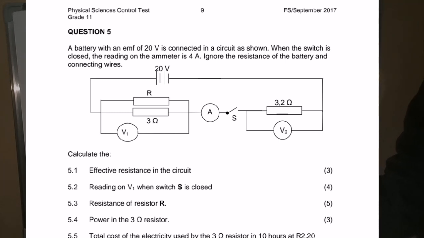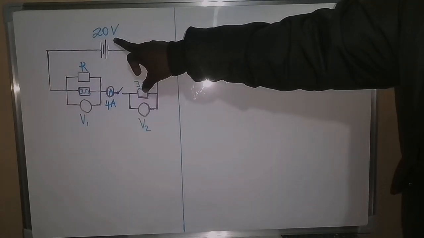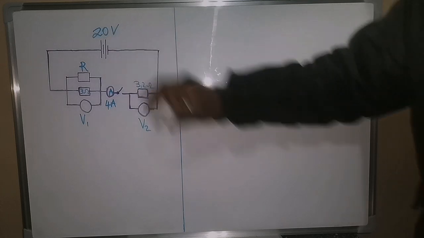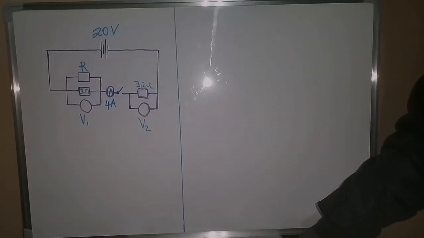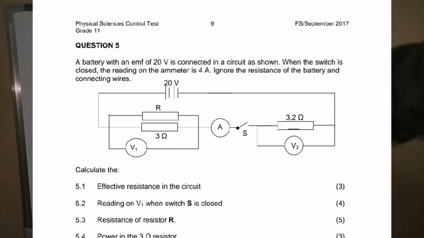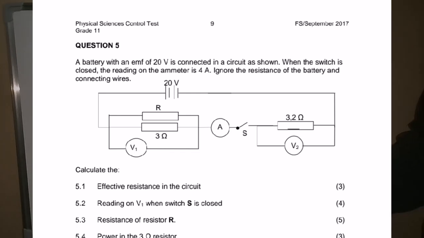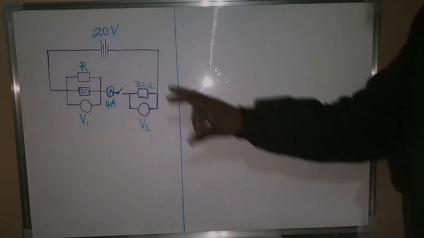A battery with an EMF of 12 volts is connected in a circuit. So here's our 20 volts EMF. EMF, we're going to learn more about it in grade 12. But for now, we're not going to talk about calculating EMF. We're just going to talk about Ohm's law. So 20 volts is connected in a circuit as shown.